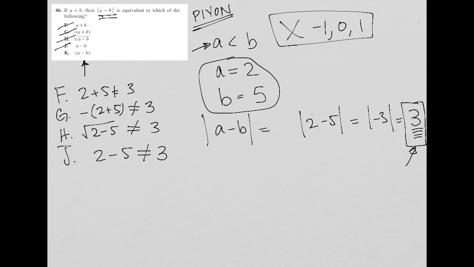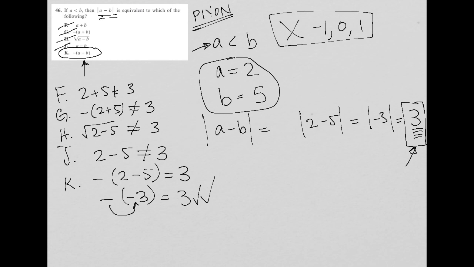So J is gone. And then lastly, I have choice K, which is -(2 minus 5), which is equal to 3, right? So I have negative, and then 2 minus 5 is -3, and negative times -3 is +3. Therefore, choice K is the correct answer.